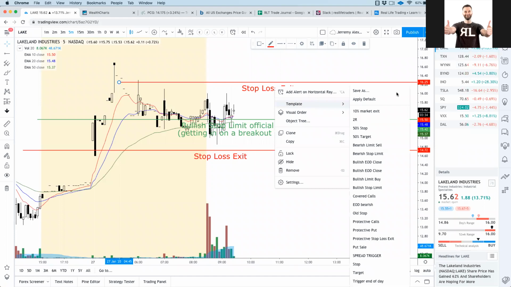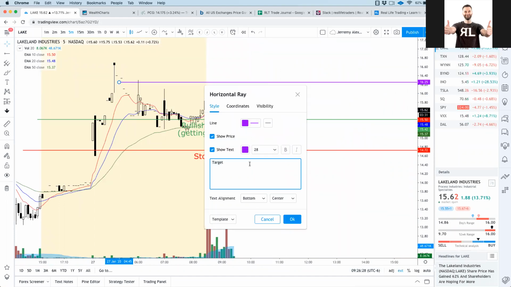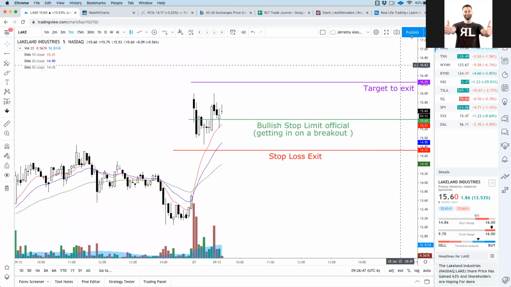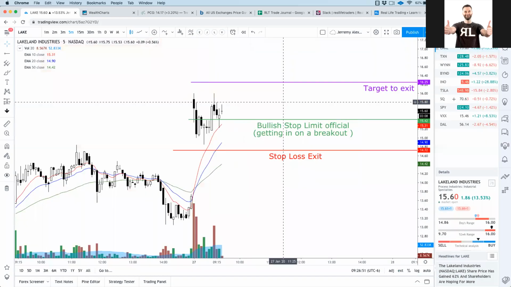Now, here's a question that I have for each and every one of you here. So far, is it pretty clear what trades we're getting into and getting out of and why? Do you guys feel like it's clear? Are you able to see what we're doing ahead of time? All right, 1625 is going to be the current target to exit on Lake.